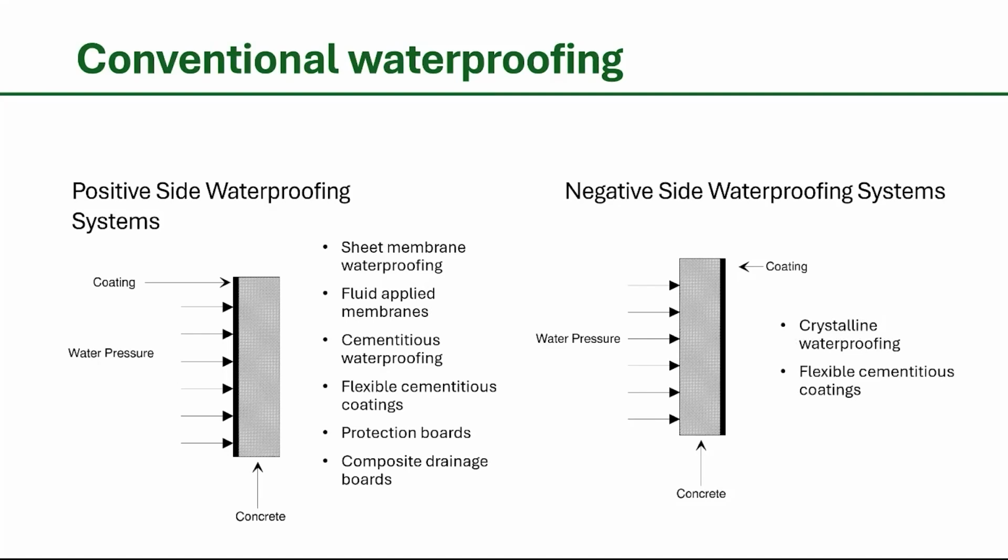Both of those are water vapor permeable, and it's important for those negative side systems to be water vapor permeable because the water vapor can develop enough pressure to debond a non-permeable coating, and it will eventually debond any non-vapor permeable coating that you apply there. So that's why we use a vapor permeable coating on the negative side.